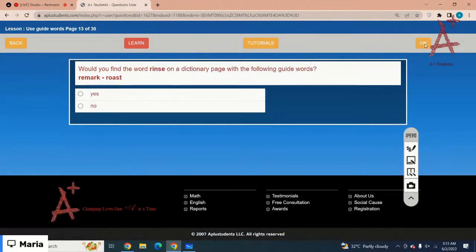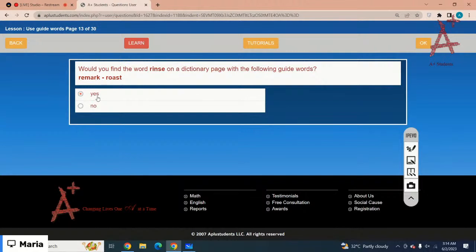Okay, would you find the word rinse on a dictionary page with the following guide words remark or roast? The second letter is I. I is after the E. So the correct option is yes. You can find the word rinse on the same page. It is yes. Got it?